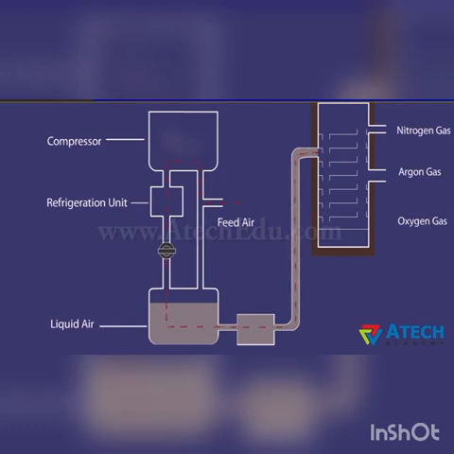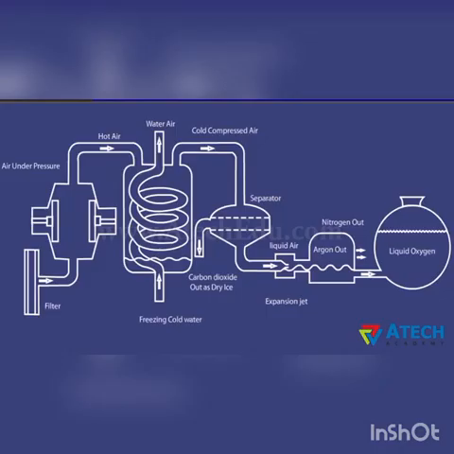Nitrogen has the lowest boiling point and is separated first. In the middle of the distillation, argon is separated. Oxygen is separated last as its boiling point is a little higher.